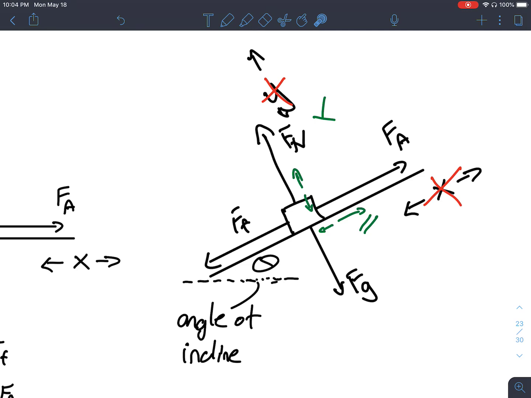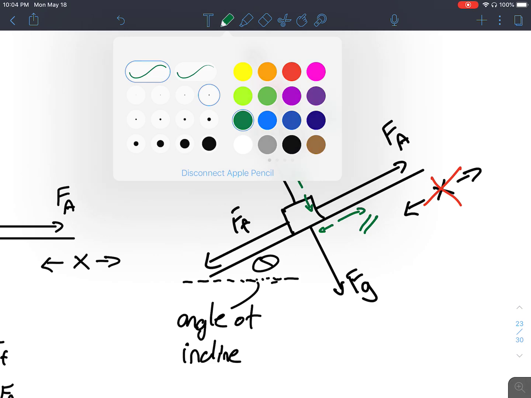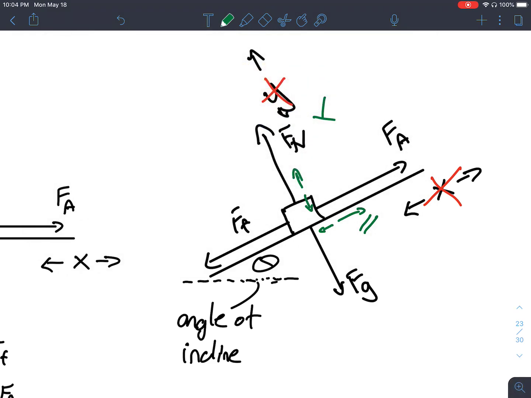So all this other stuff changes, all this other stuff stays exactly the same, where we might look at, instead of the x and y direction, the sum of the forces in the parallel direction. And what that gives us, in this case, again, would be Fa minus the force of friction, or the sum of the forces in the perpendicular direction being Fn minus Fg.